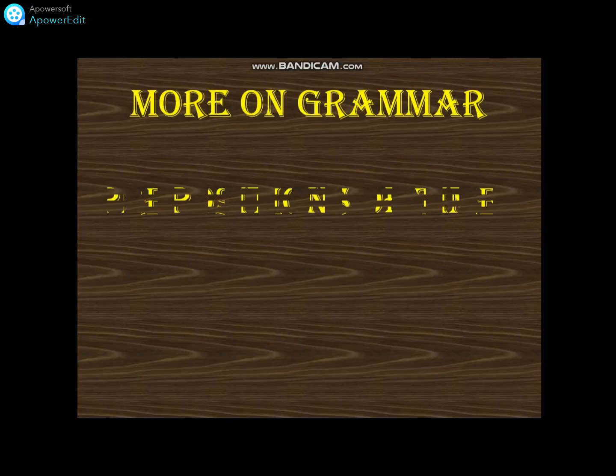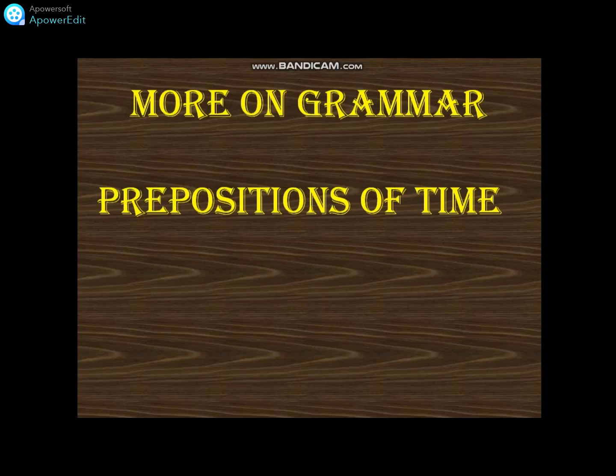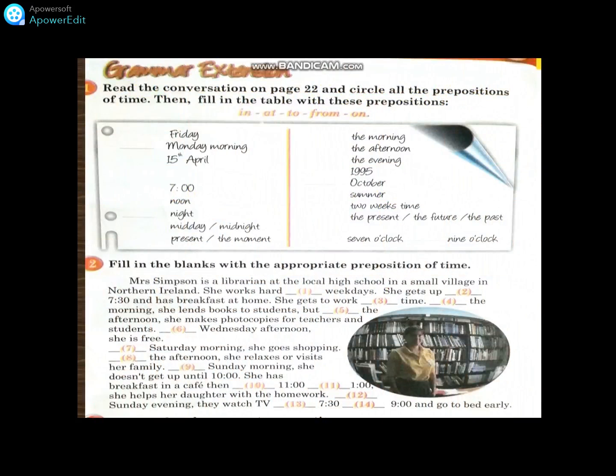Excellent job. More on grammar now. Let's move to prepositions of time. Good. Now, read the conversation on page 22 and circle all the prepositions of time that you have in the text. Then fill in the table with these prepositions. Let's go straight to the exercise. Put the correct preposition in the correct place. So, what do you use with Friday, Monday morning, 15th April? We use on. Very good.